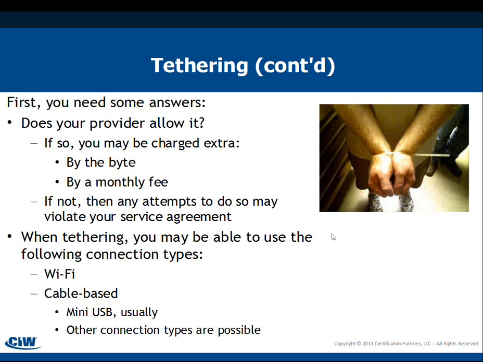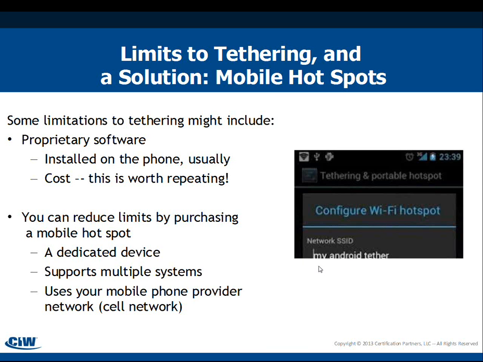When tethering, you may be able to use various connection types. Like I said, Wi-Fi is the one that's preferred, but there's cable-based. You use a mini USB cable or a micro USB cable. I should have put micro in there rather than mini. And other connection types are available, especially on your mobile phone. So there are some limitations. First of all, there are times when you will have to install some proprietary software on your phone, maybe even on your Windows or your Mac traditional device. And it's worth repeating that there are cost implications to tethering.